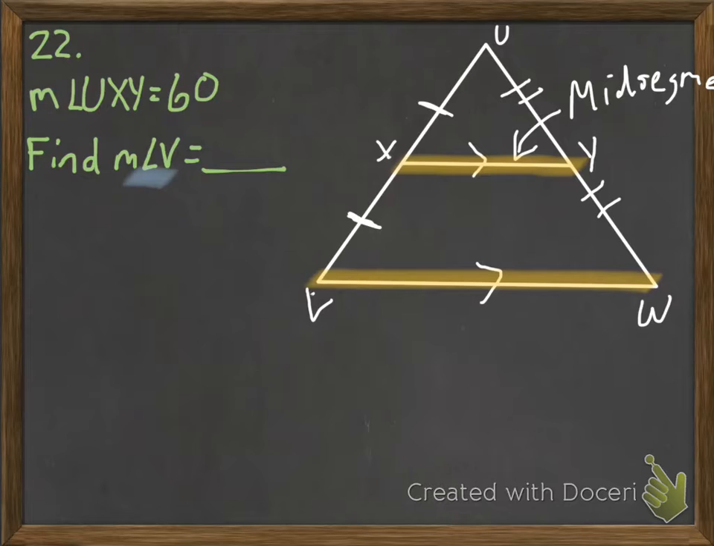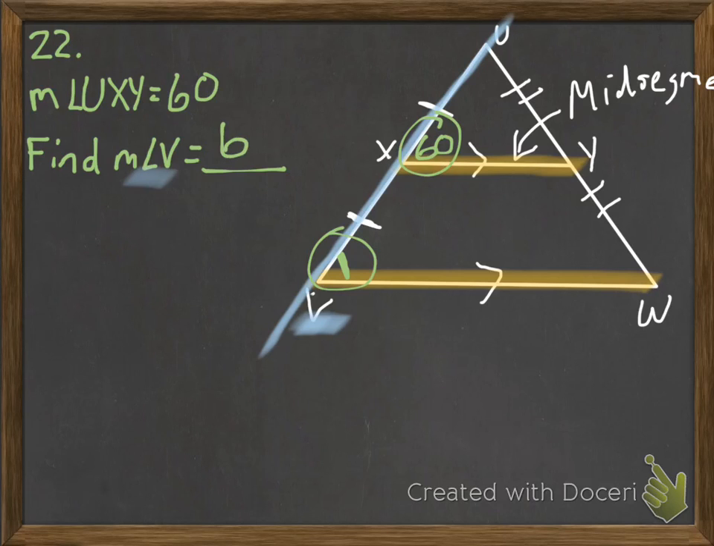So I look and it says to find the measure of angle V. Angle V is right here. So I'm going to look at this line. This line right here is my transversal. I know that UXY is 60 because the problem tells me that. So this angle right here is 60. It's asking for angle V, which would be this angle right here. I need to look at 60 and that angle and think, how are they related? They are corresponding angles. So if they are corresponding angles, that means their measures are equal. So therefore, the measure of angle V would also be 60.